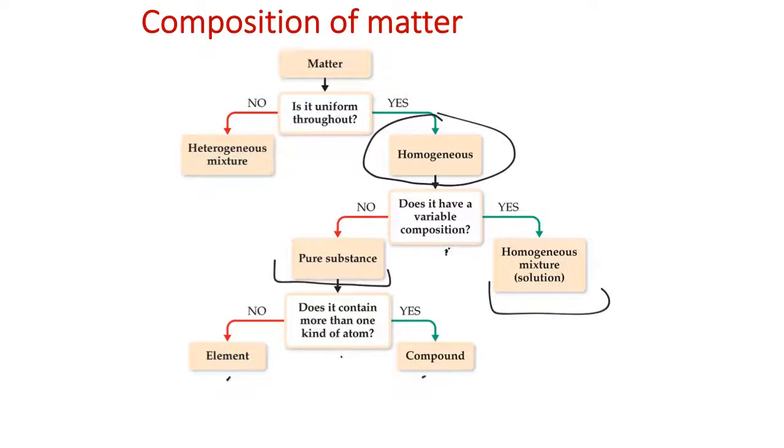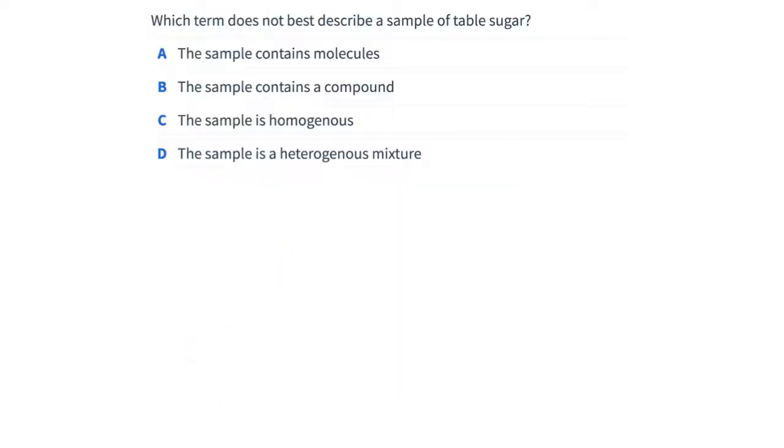So this is how you can classify matter. Is it heterogeneous? If it is, it must contain two or more different substances. If it's homogeneous, then the question is, do you know something about its composition? If you do, then you can address whether it's a homogeneous mixture or it's pure. If it's pure, the question then is pure compound or pure element. Let's go through an example with this.